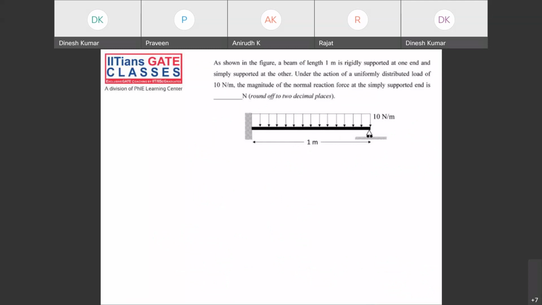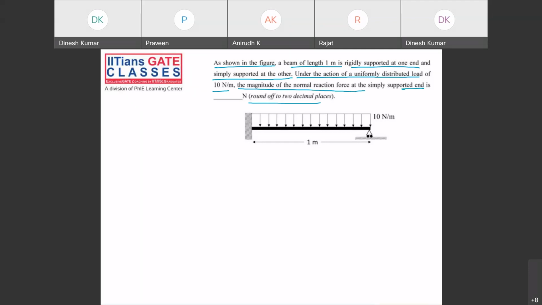So what is given? As shown in the figure, the beam has length 1 meter, is rigidly supported at one end and simply supported at the other end, under the action of a uniformly distributed load of 10 Newton per meter. This question is repeated from GATE mechanical previous year's paper. The magnitude of the normal reaction force at the simply supported end is.